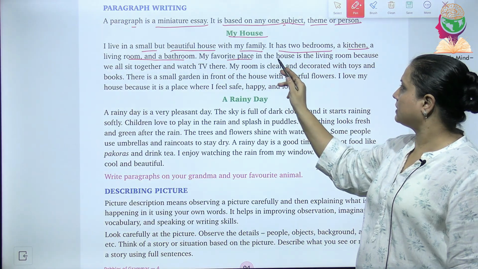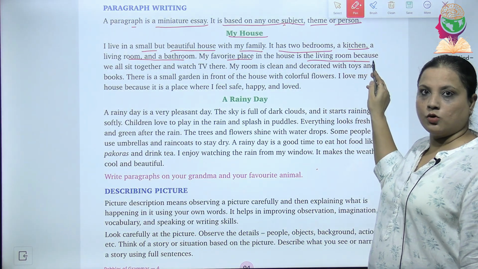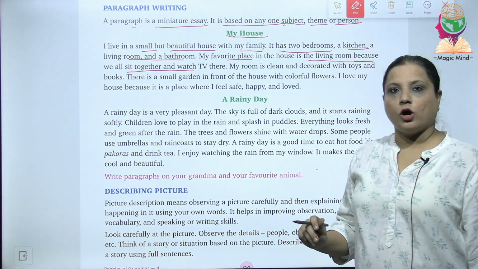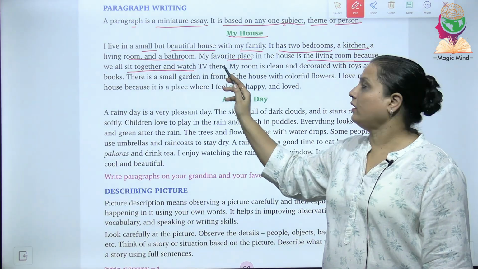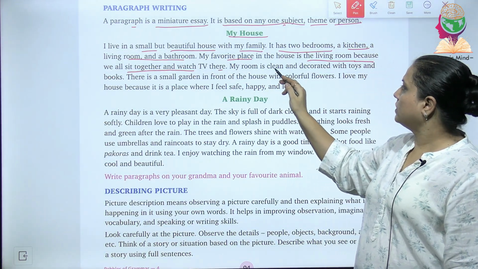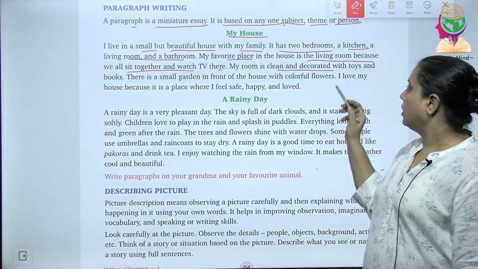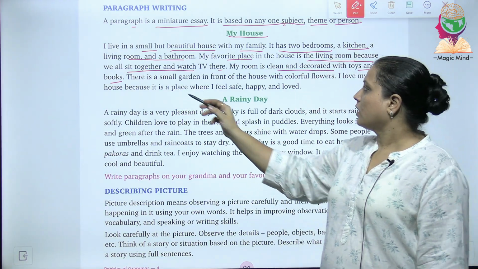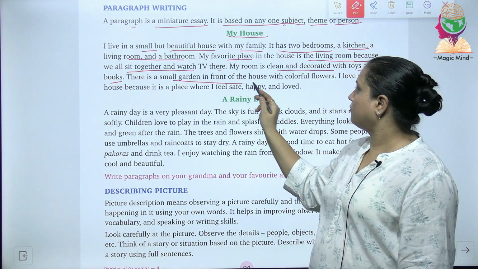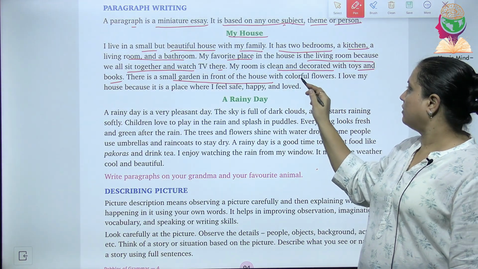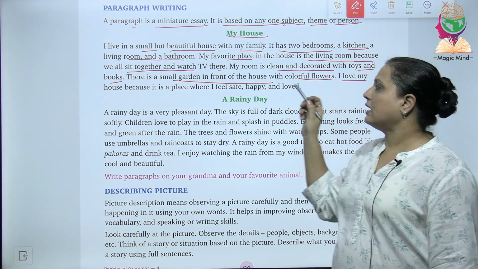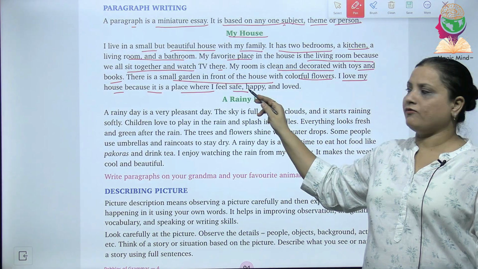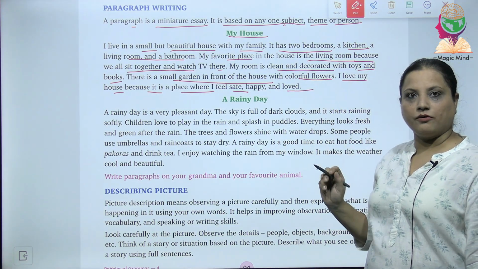My favorite place in the house is the living room because we all sit together and watch television or TV there. My room is clean and decorated with toys and books. There is a small garden in front of the house with colorful flowers. I love my house because it is a place where I feel safe, happy and loved.